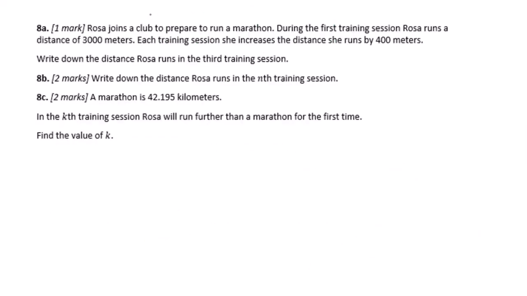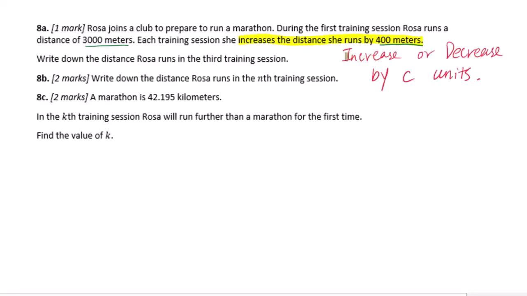8A, Rosa joins a club to prepare to run a marathon. During the first training session, Rosa runs a distance of 3,000 meters. Each training session increases the distance she runs by 400 meters. Write down the distance Rosa runs in the third training session. When you see the word increases or decreases by C units, it will be an arithmetic sequence. Since this is an arithmetic sequence, we know Un equals U1 plus n minus 1 times d. So U3 equals U1 plus 2d.